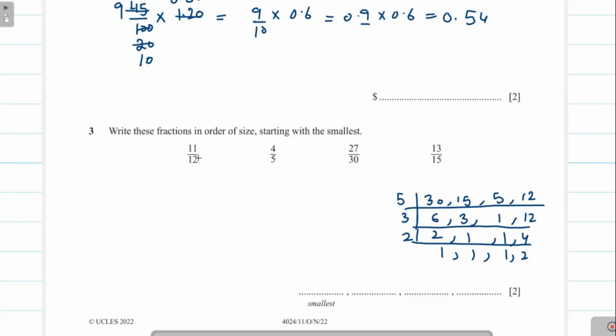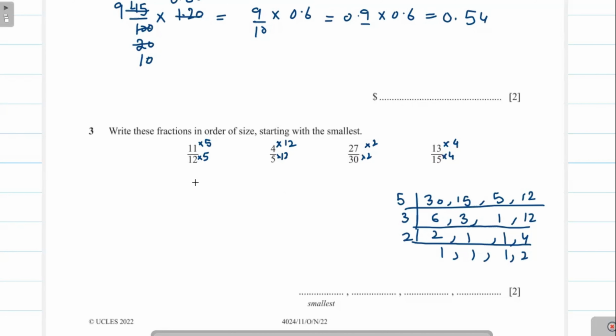The LCM is 60. Therefore, the denominator of this fraction is 60, you multiply it by 5. 12 5s are 60. You multiply the numerator also by 5. And same here, so you make this fraction's denominator 60. 5 times 12 is 60. You multiply both denominator and numerator by 12. Same here, multiplied by 2. And same here, to make the denominator 60, you multiply the 15 by 4, and the numerator is also multiplied by 4.